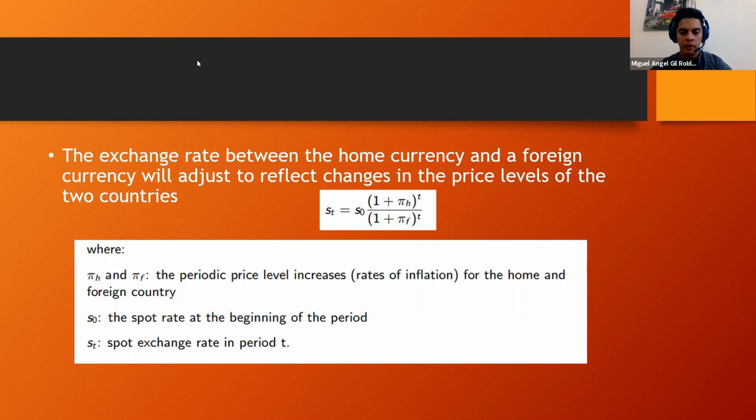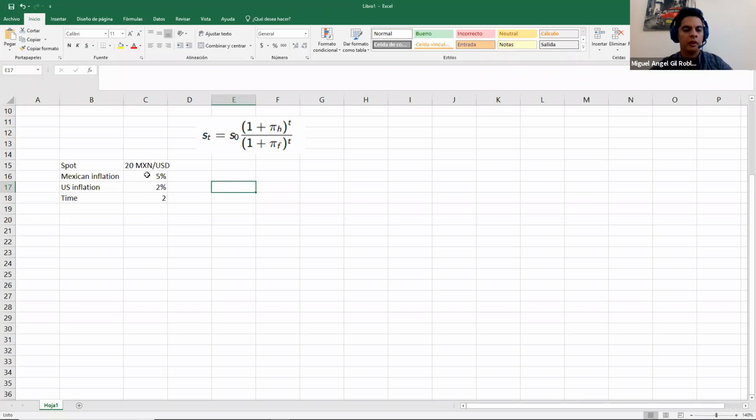So here in Excel, I have an example. We have the spot at day 0, which is 20 pesos over $1. Then we have the Mexican inflation, then the American inflation, and then we have time. Something very, very important is that in this formula, we are going to use time as years all the time.